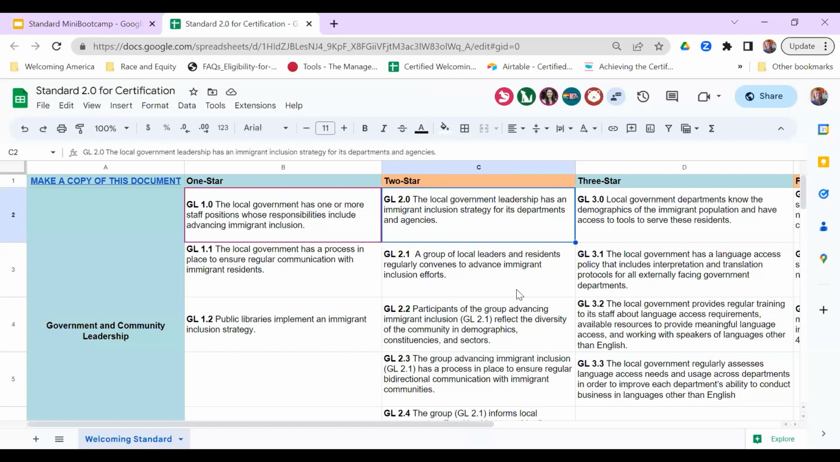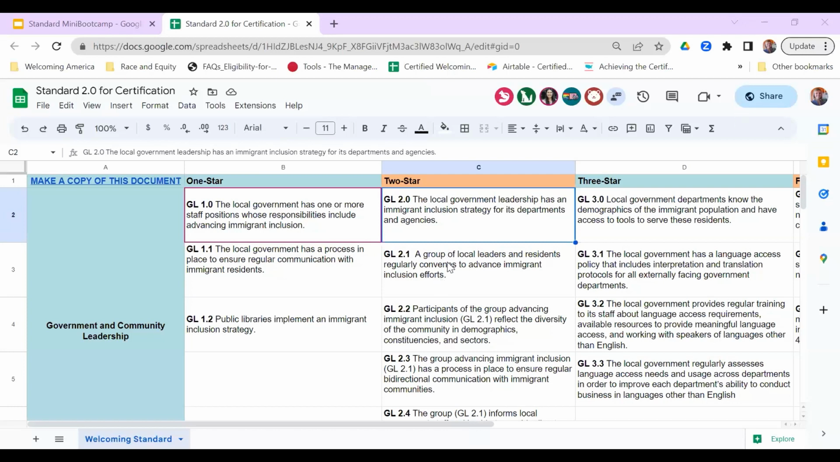So for 2-star, the group is really the big lift here. The purpose of the group is to unsilo work across the community. Oh, sorry, I moved on to 2.0. The local government leadership has an immigrant inclusion strategy for its departments and agencies. So again, similar to the library, the local government also has an immigrant inclusion strategy. Oftentimes this might be a bit more of an informal strategy, but it's something clearly seen perhaps in agendas. If the city manager brings department heads together, it's on the agenda every so often. They're talking about how this is happening across departments and agencies.